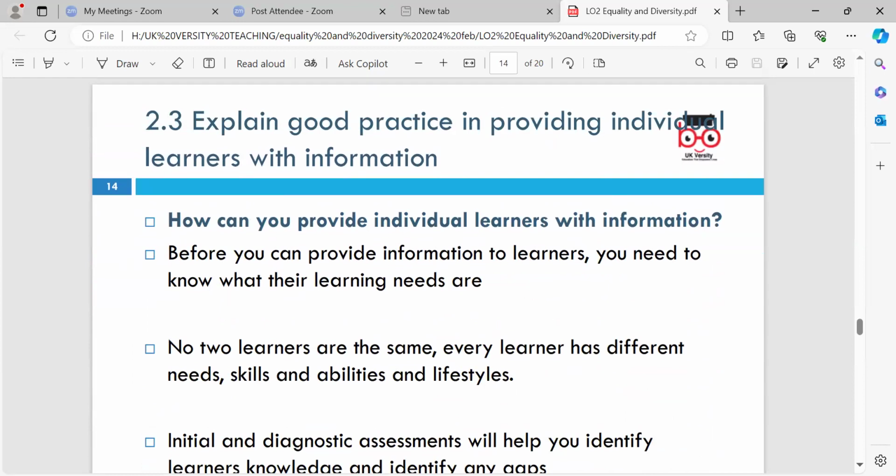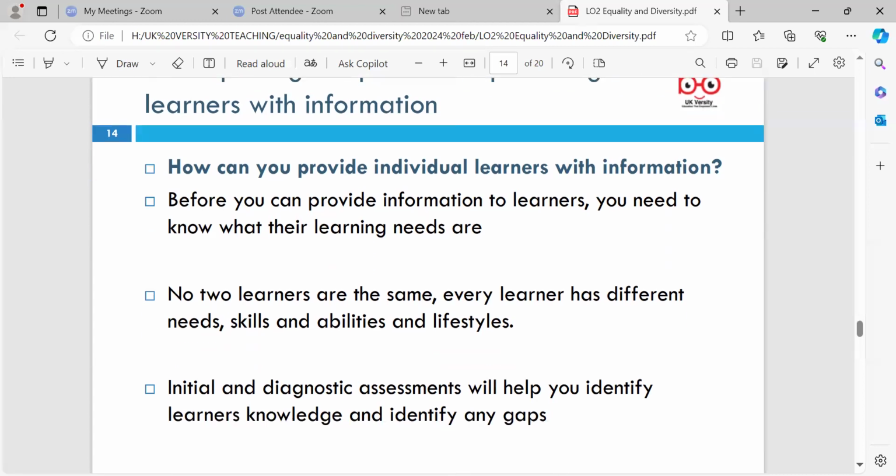2.3, explain good practice in providing individual learners with information. So how can you provide learners with information? You need to know what their learning needs are. No two learners are the same. Every learner has a different skill and ability and lifestyle. Initial and diagnostic assessments will help you identify your learner's knowledge and identify any gaps.